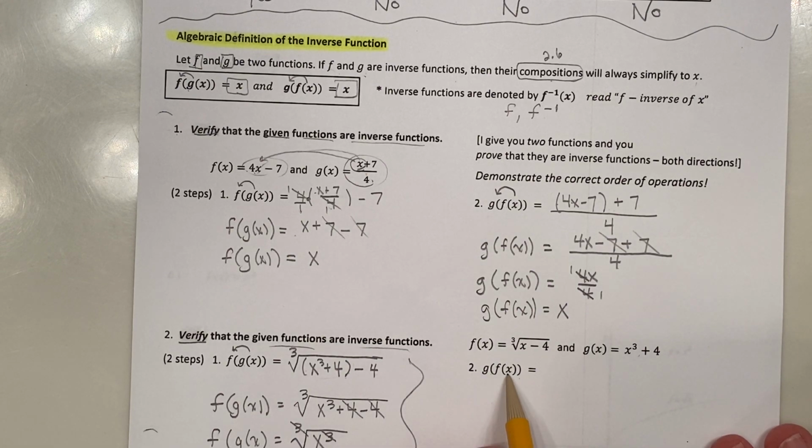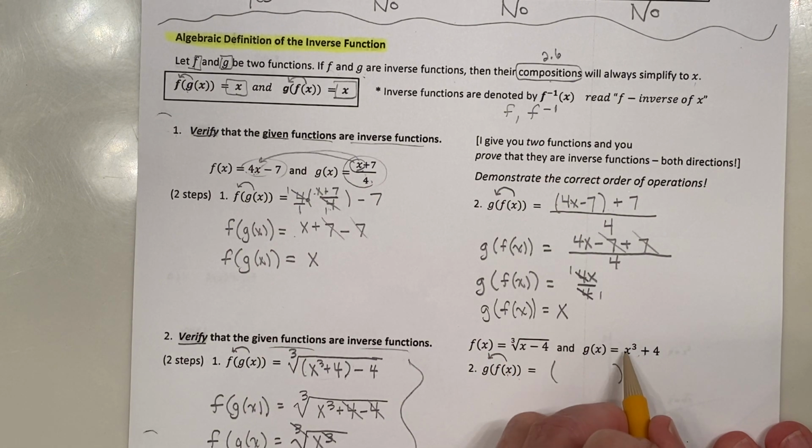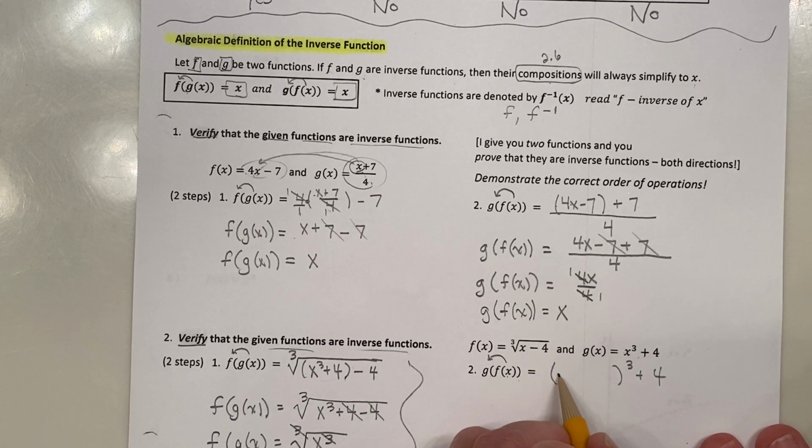Let's verify that this composition also results in x. So f goes in g. So I put my eyes on g. Here's x. I'm going to cube it. And then I've got the rest of the g equation. So now right here where x is, I'm going to insert the whole f equation, the cube root of x minus 4.